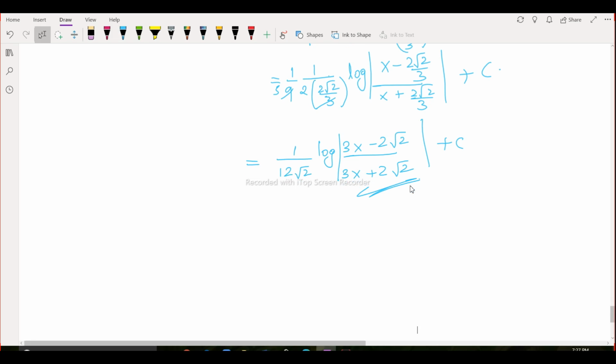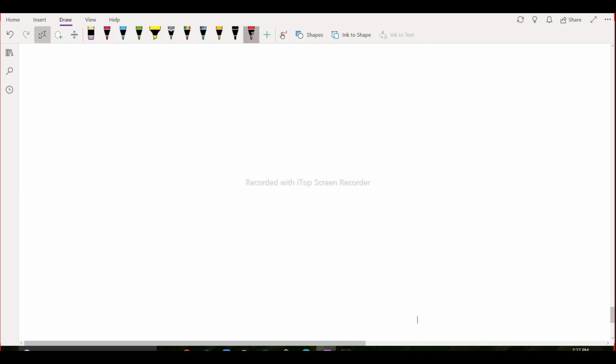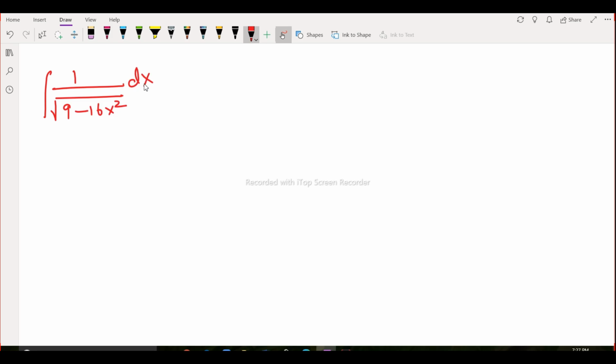Let's try a few questions where you have root. So now you know how to compare, you just have to compare the formulas, and that's it. Let's do one more. Let's say you have 1 upon root of 9 minus 16x square. Whenever the coefficient of x square is not 1, you will try taking common, so that the coefficient of x square becomes 1. So let's solve this one. Let's take 16 out. So we'll have 1 upon, let's write this way, 16 here, so we have 9 upon 16 minus x square. Hope you understand how I'm taking common.